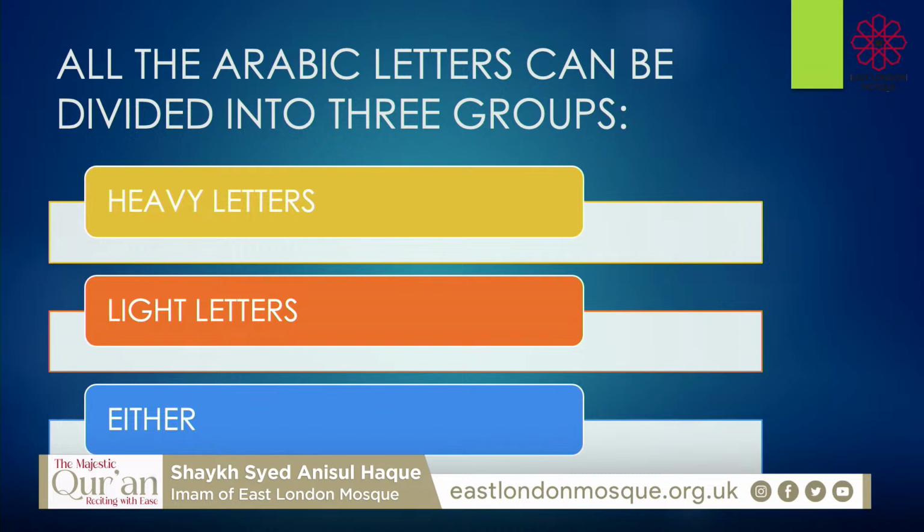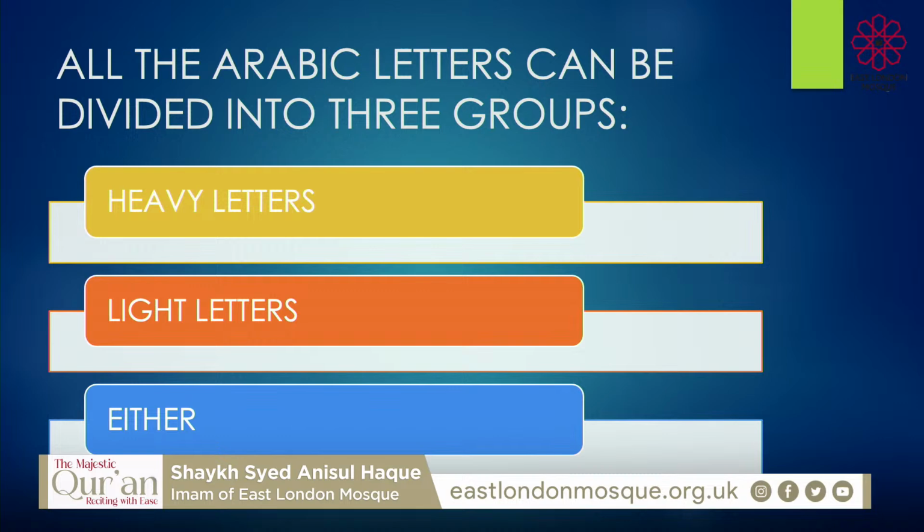Can anyone remember the term that we memorized? خصة ضغط قض. Kha, sad, dad, ghayn, ta, qaf and za. We gave a simple rule for us to differentiate between a heavy letter and a light letter. Who can remember that?